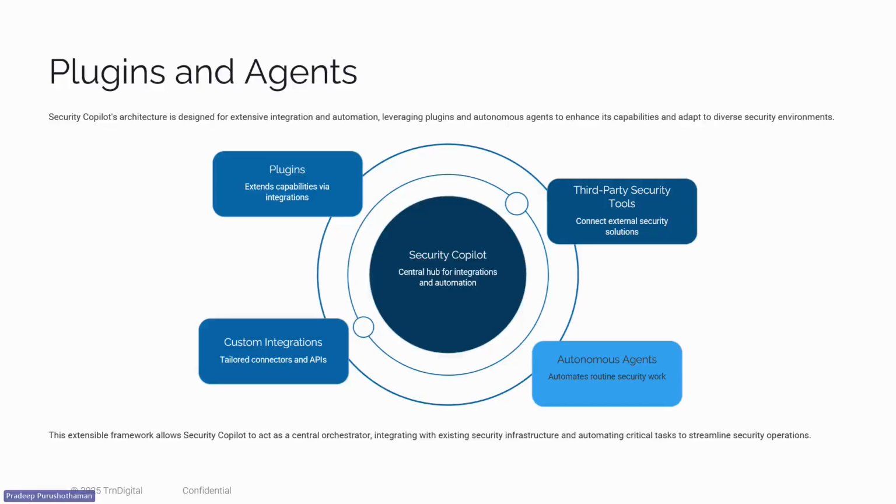Apart from the plugins, there's also a feature for agents. Now, agents work autonomously, and this is to automate routine security work. This will free up your tier 1s or tier 2s from the routine work that they do. I've tried to capture one of the agents, and we'll go through that in the next slide.